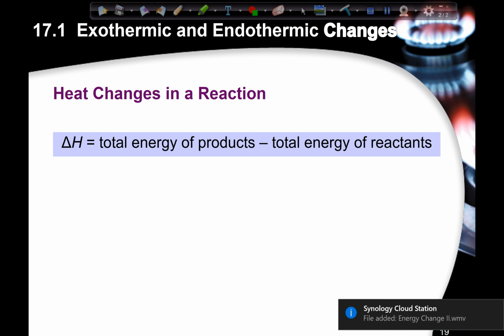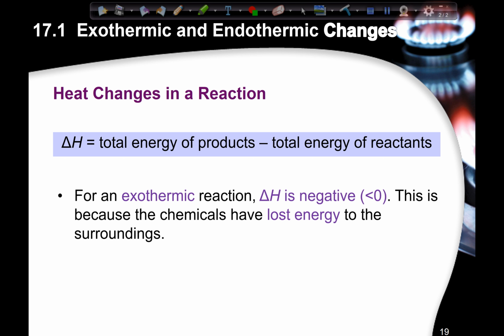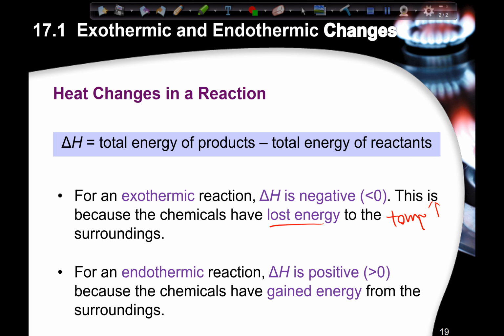Alright, if you have viewed the first video, you already know the meaning of this chemical reaction equation. In short, for an exothermic reaction, the enthalpy change is negative. It means that it has lost energy to the surrounding. Therefore, the temperature should increase. For an endothermic reaction, the enthalpy change is positive, which means it has gained energy from the surrounding. Therefore, the temperature of the surrounding should drop.